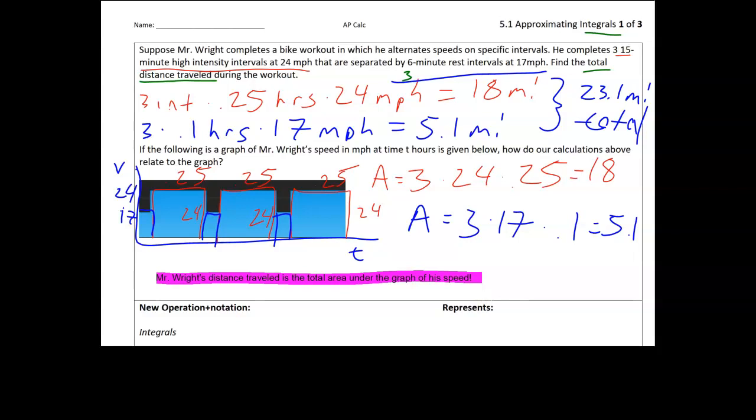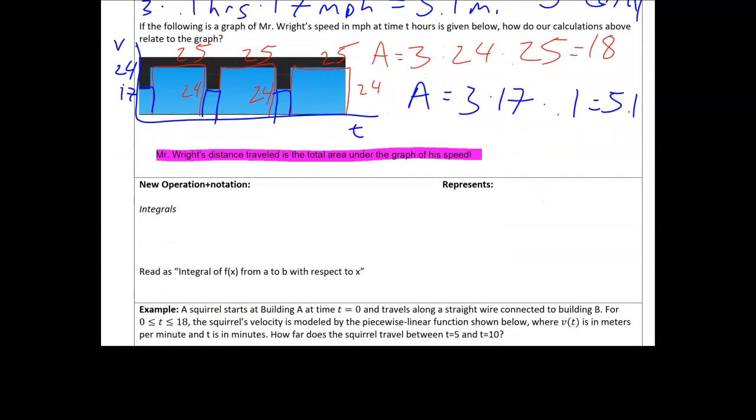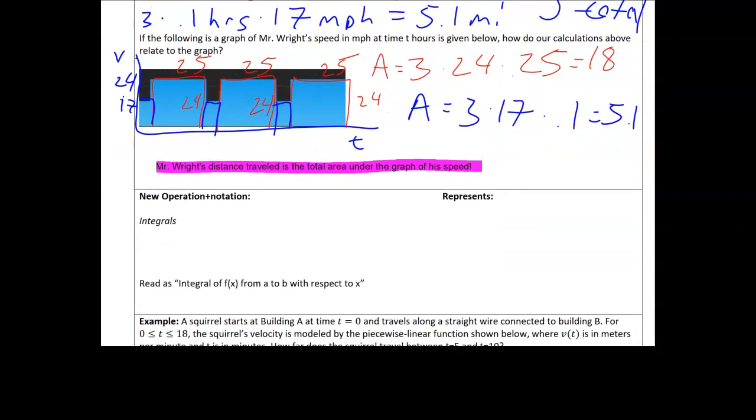All right, once we got that, all we have to do is learn how to write it down. So we're going to introduce some notation. So again, this is called the integral.